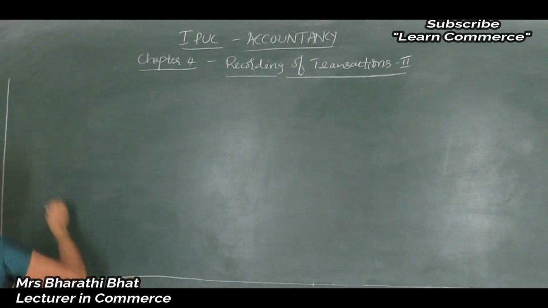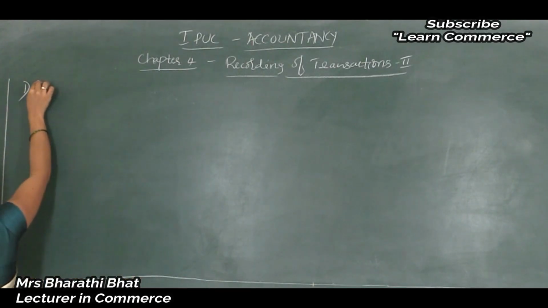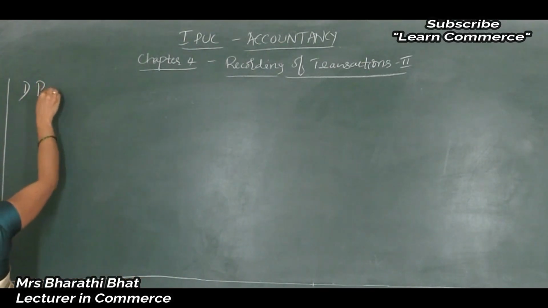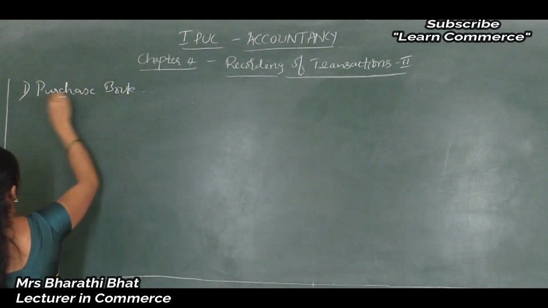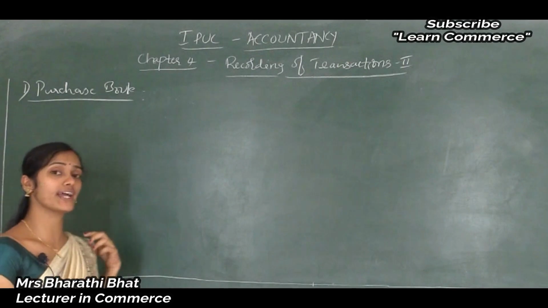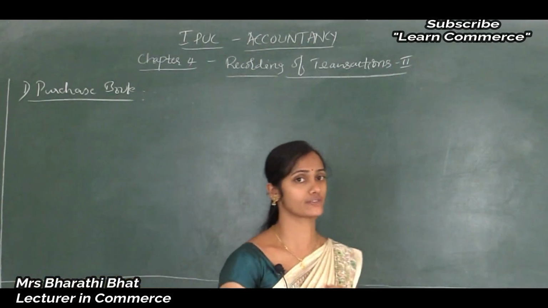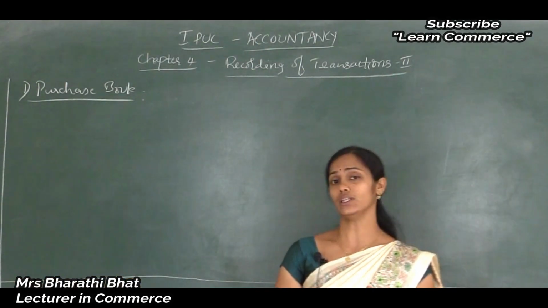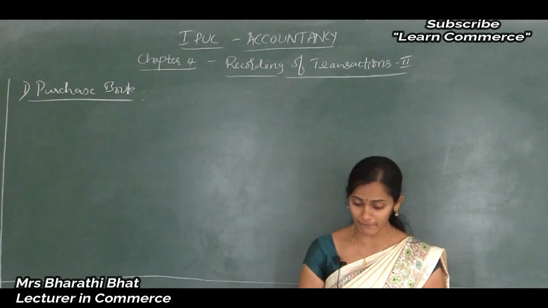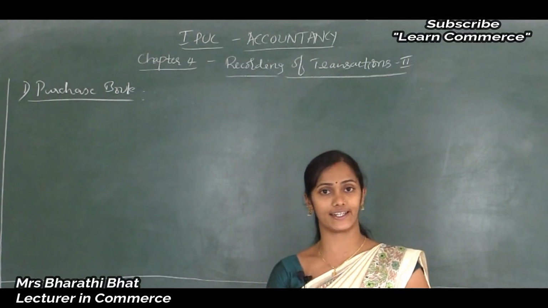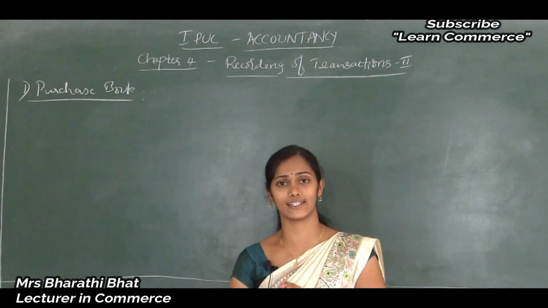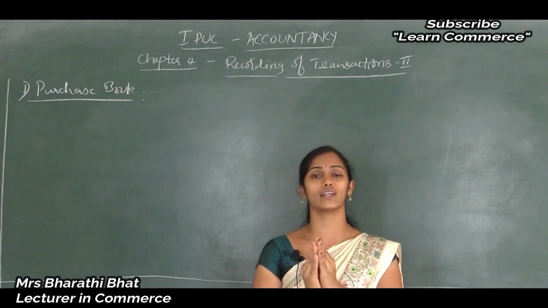So the first subsidiary book is the purchase book. Before that, we have to know some rules of these subsidiary books. Rule number one: here all credit transactions are recorded, all credit purchases and all credit sales. Here we cannot record cash transactions.